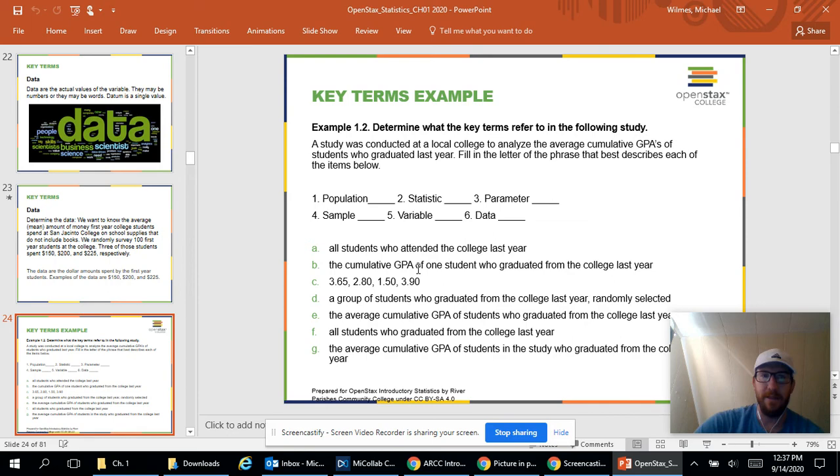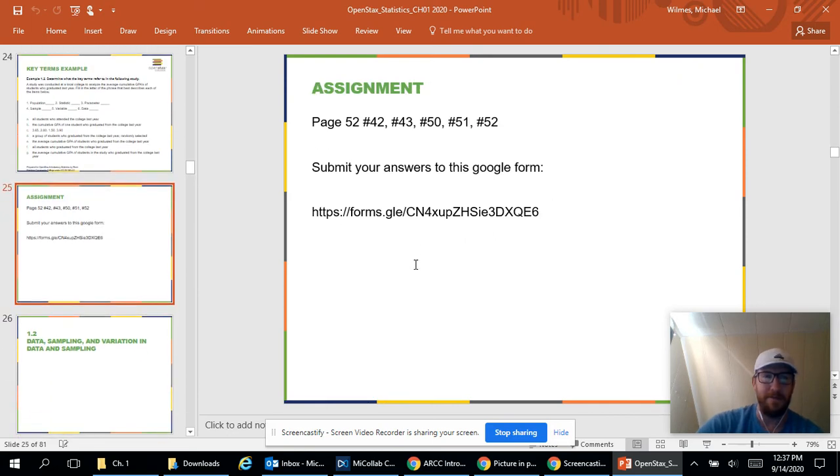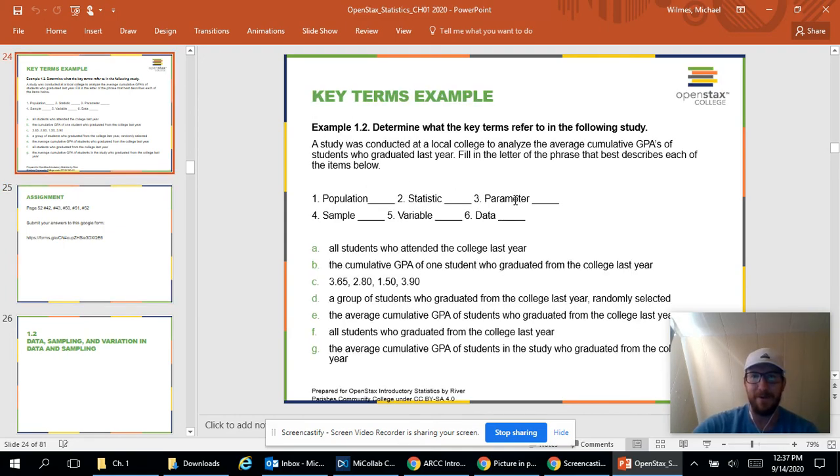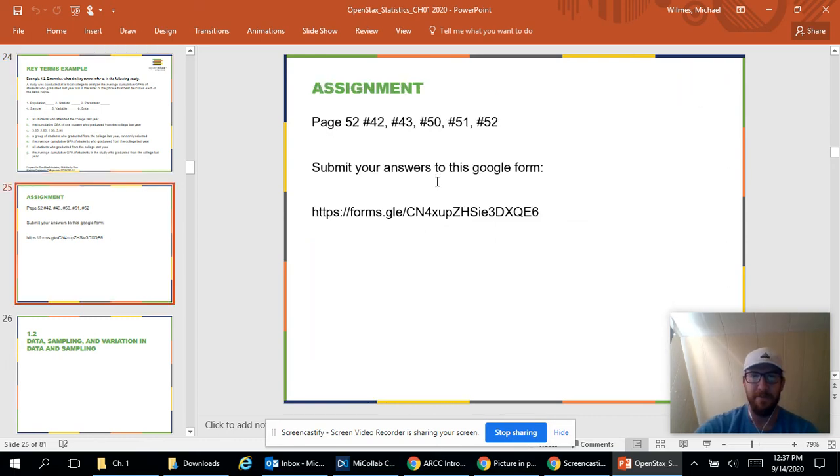All right. So these are our first vocab words. So hopefully that makes sense. Please ask questions if it doesn't, and go back and reread those definitions. Be careful on statistic and parameter. Those are pretty tricky there. Remember, statistic deals with just your study, parameter deals with your whole population.